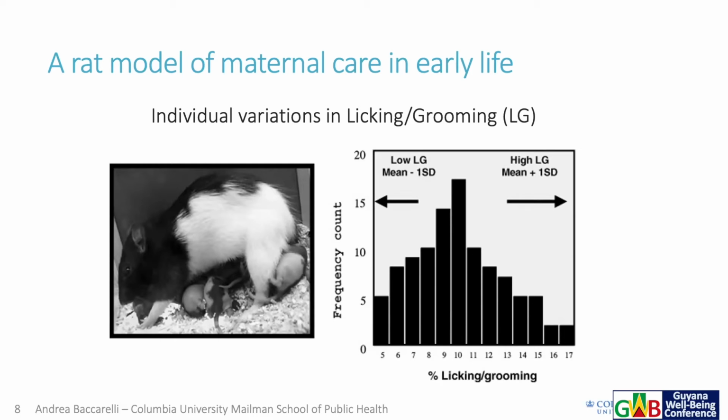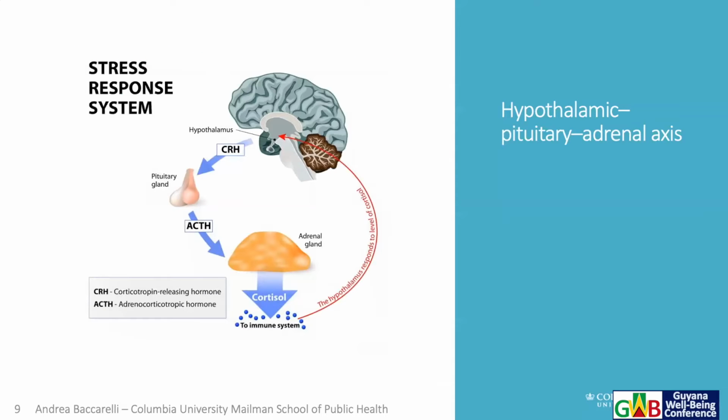And what is really interesting is that it has been shown that the amount of licking and grooming affects the programming, not just the functioning, but the programming of the offspring's stress response system. In particular, I would like to review for a second the HPA, hypothalamic pituitary adrenal axis, because it's particularly important for this experiment. This is an axis where the brain, through the hypothalamus, the pituitary, and the adrenal gland produces cortisol, which is a stress hormone.